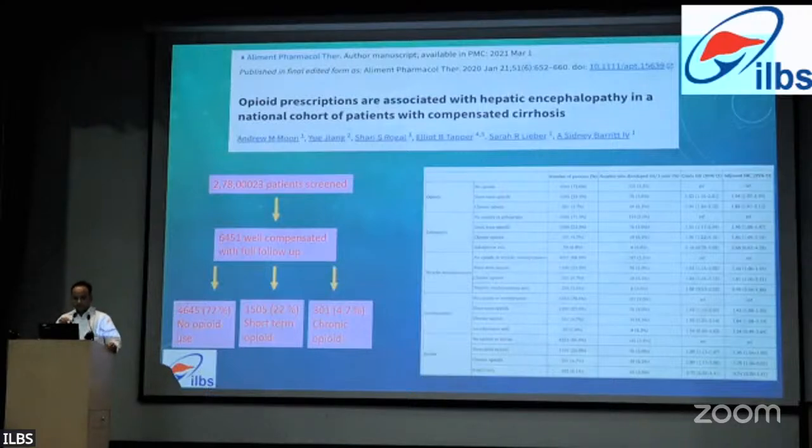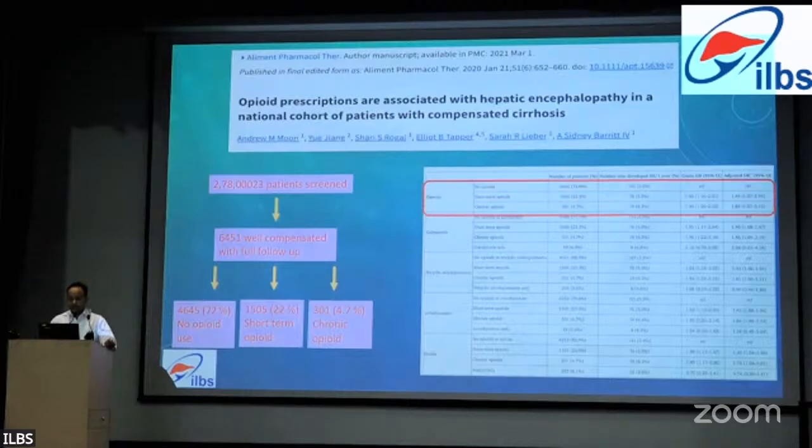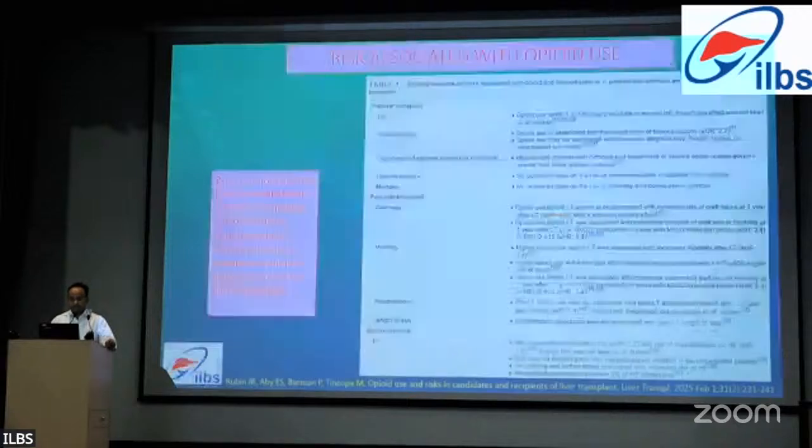This is a national cohort study where they included 6,451 well-compensated cirrhotic patients, and they found that almost 28% of these patients were using opioids. 22% were using opioids for the short term, while 4% were using chronic opioids. And almost 6% of the chronic opioid users and 5% of the short-term opioid users developed hepatic encephalopathy over a period of 1 year, compared to 3% of patients who had never used opioids.